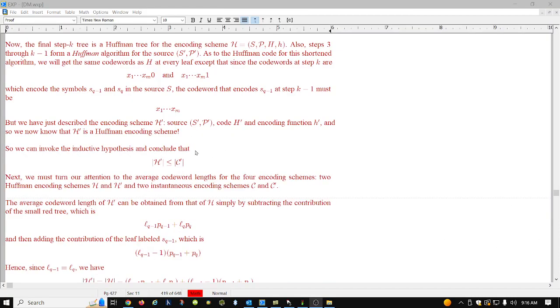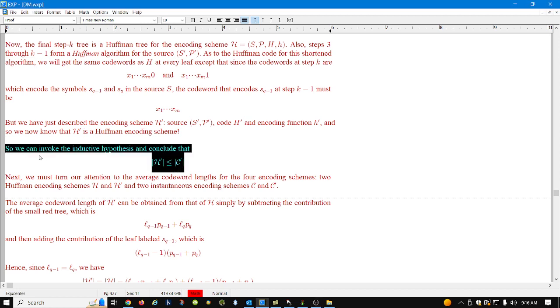So just as I was speaking, I realized I should have added this, just to be clear. Now that we know that H prime is a Huffman encoding scheme, we can invoke the inductive hypothesis and conclude that the average code word length of H prime is less than or equal to the average code word length of C prime. Now, we're still trying to show the average code word length of H is less than or equal to the average code word length of C without the primes, so we need to relate the average code word lengths.